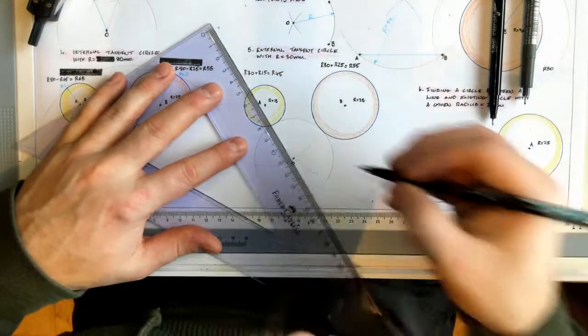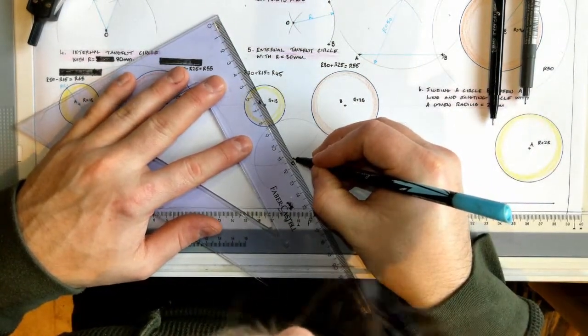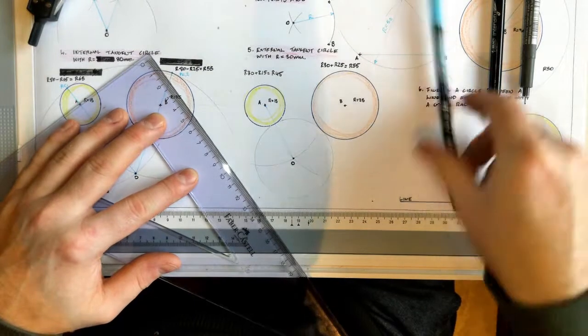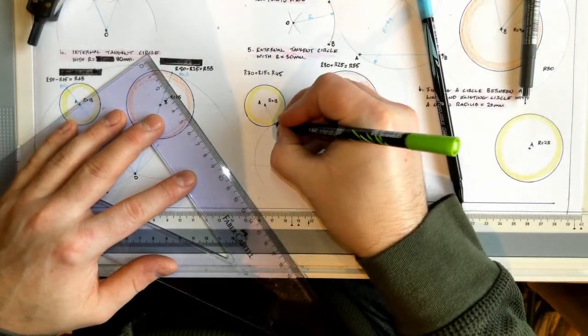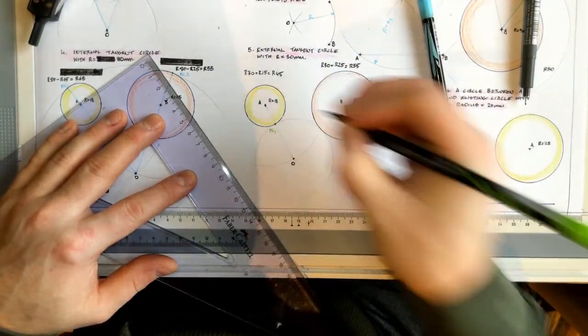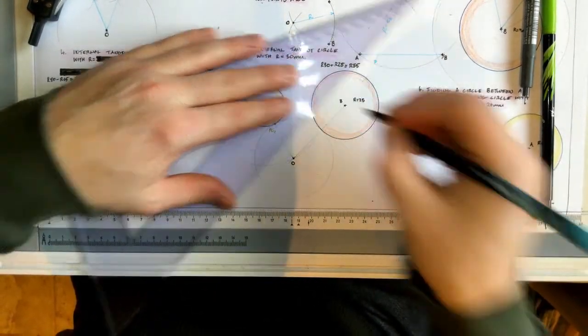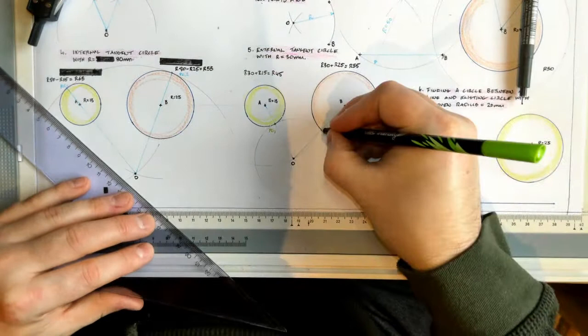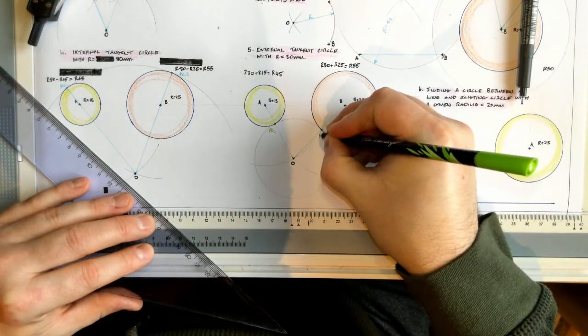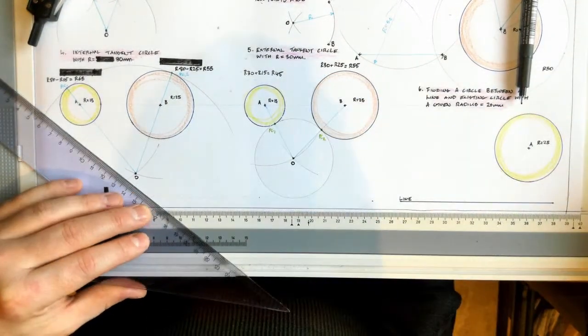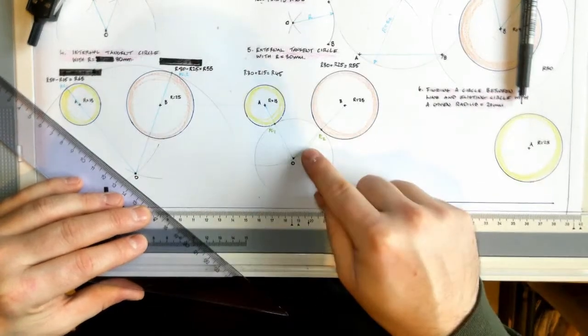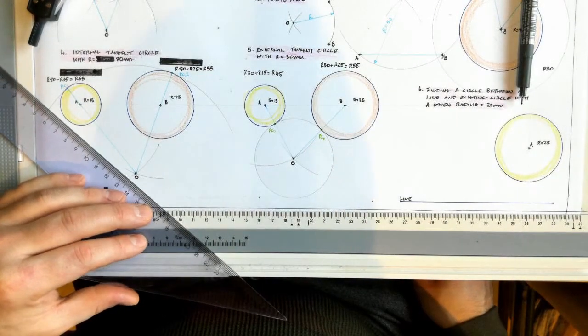To find the points of contact, I must join the center points. Okay, like so, and I get point of contact 1 here, call that PC1, and then we join from O to B, and we get the second point of contact, PC2. Job done. That is the external tangent circle located.